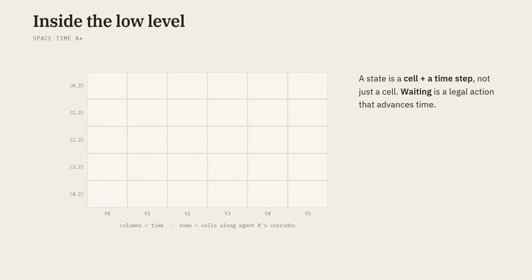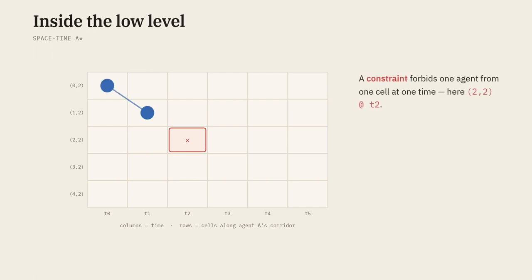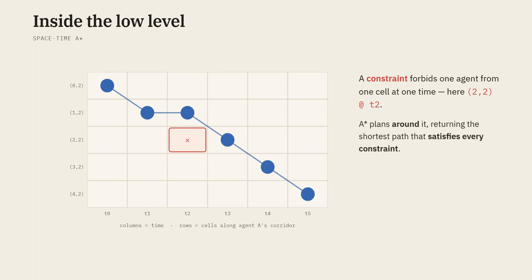Let's look at the low level more closely. It's an A-star search through space and time. A state isn't just a cell. It's a cell plus a time step. Waiting is a legal action that advances time. A constraint simply forbids one agent from one cell at one specific time. The search then plans around it. The result is the shortest path for that single agent that satisfies every constraint it has been given.